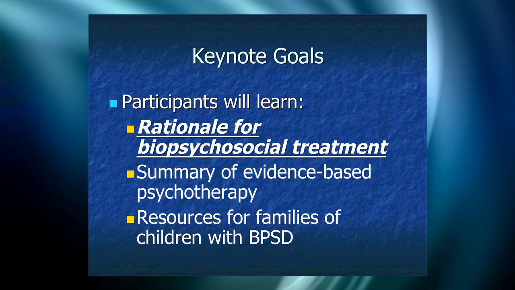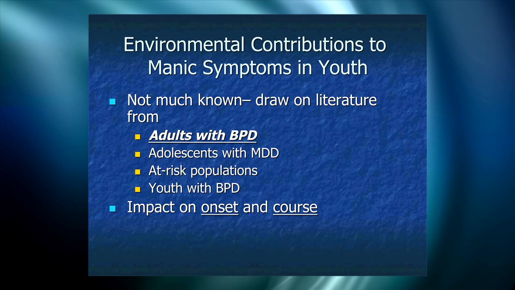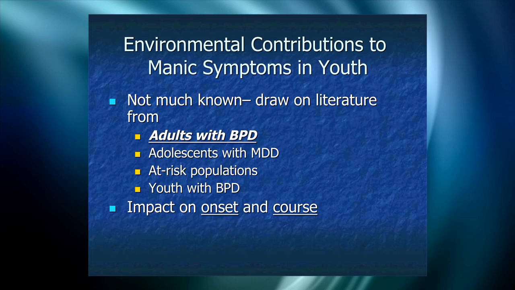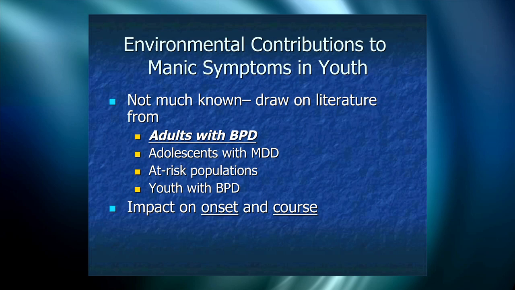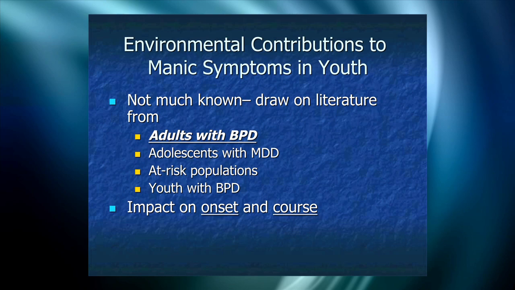So what do we know about environmental contributions to manic symptoms in youth? Not a whole lot. So I'm going to draw on literature from some related areas: adults with bipolar disorder, adolescents with major depressive disorder, at-risk populations, and the little bit that we know about youth with bipolar disorder. And as I'm talking about this, if you think about there's cause or etiology and course. And course is when do you have onset, and then how does the course of illness evolve over time?